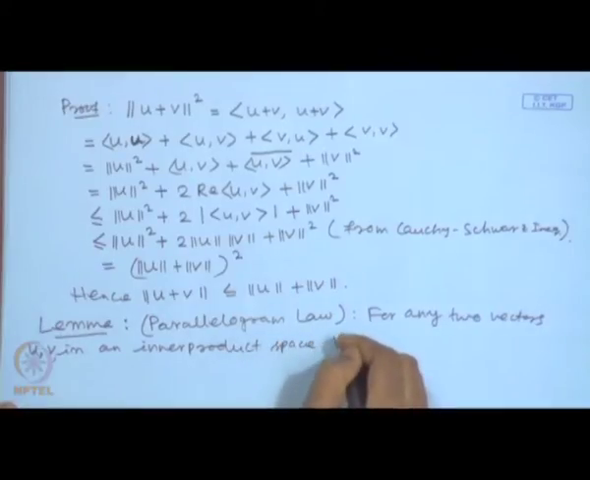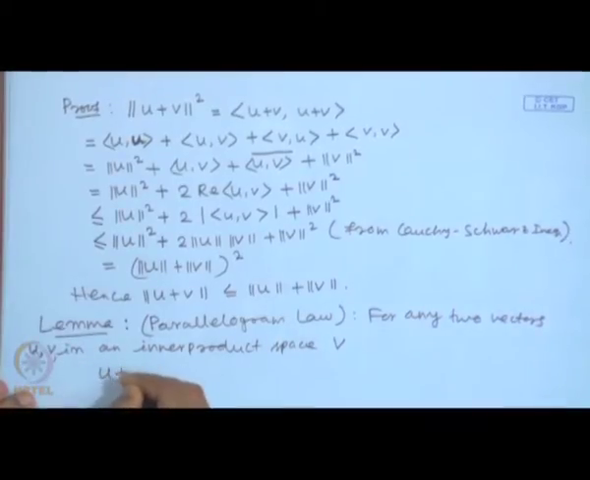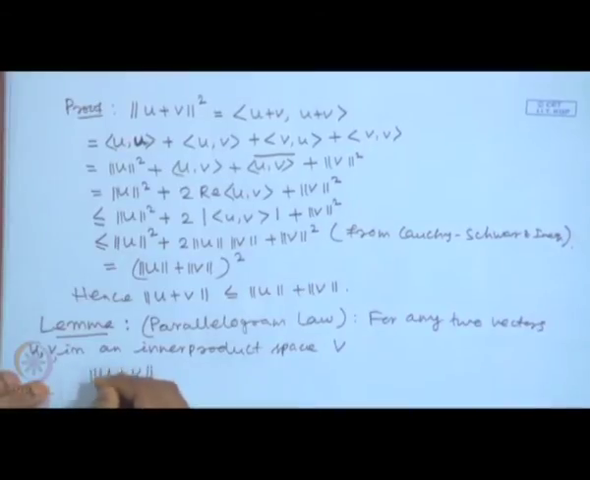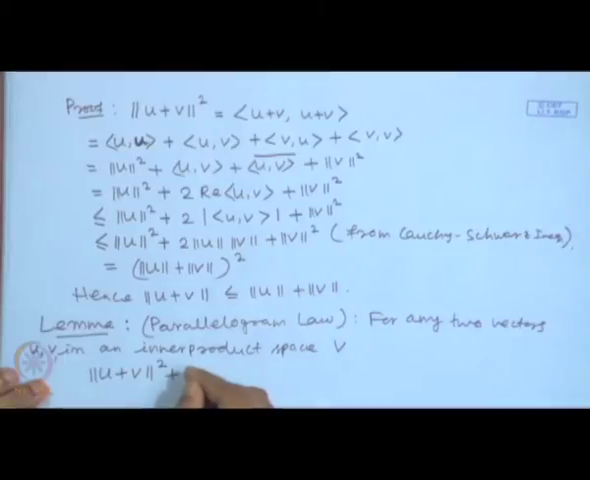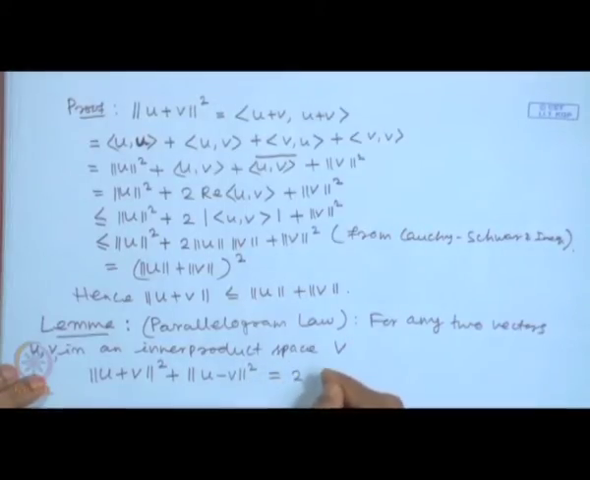we have that norm of u plus v whole square plus square of norm of u minus v is equal to twice of square of norm u plus square of norm v.